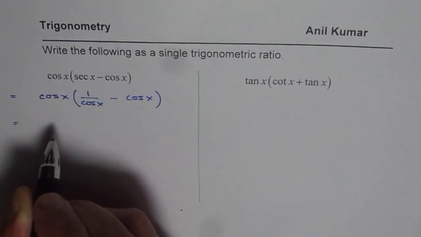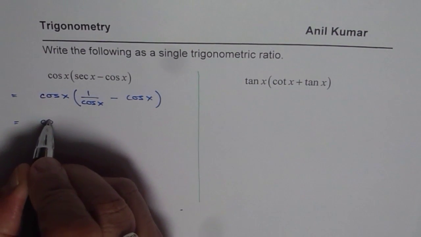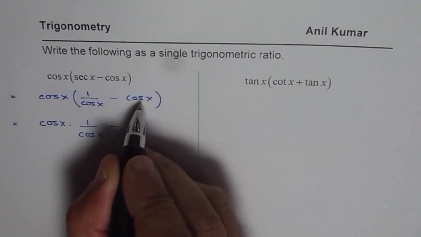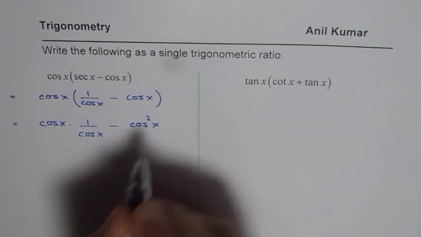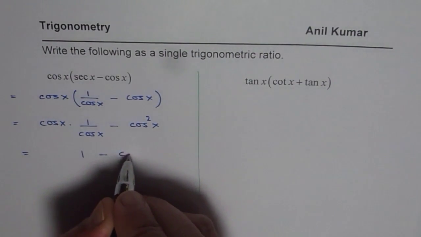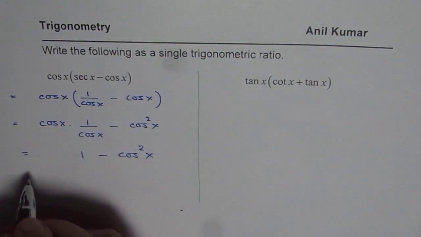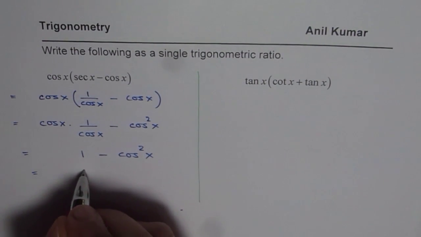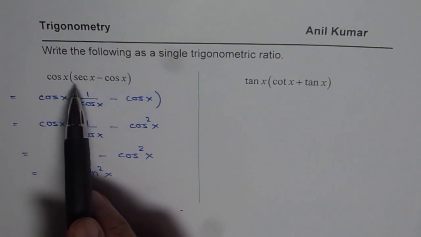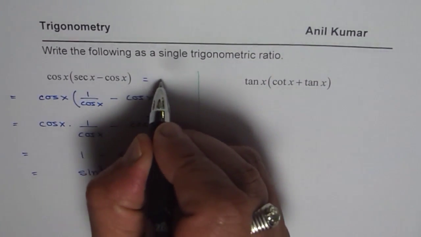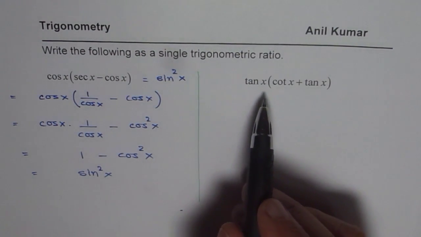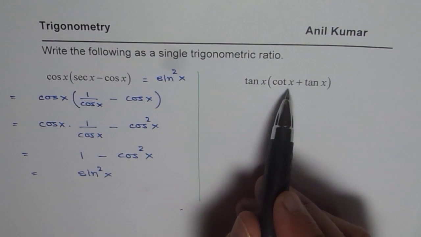Now, if you apply the distributive property and open the bracket, we get cos x times 1 over cos x minus cos x times cos x, which is cos square x, correct? Now cos x and cos x cancel, so we get 1 minus cos square x. And using the Pythagorean identity, we know 1 minus cos square x is sine square x, correct? So we could write cos x times (secant x minus cos x) equals sine square x, right?